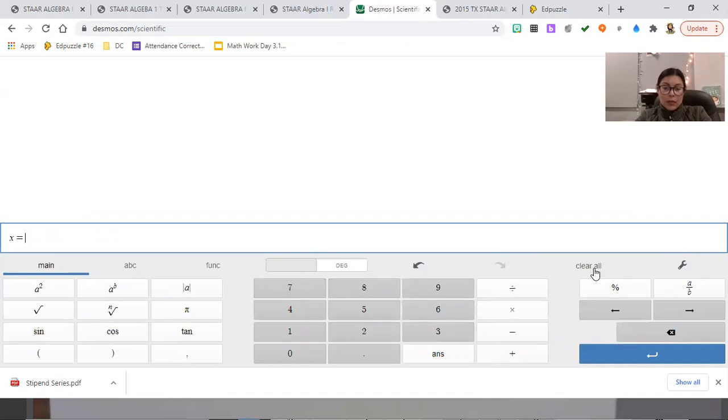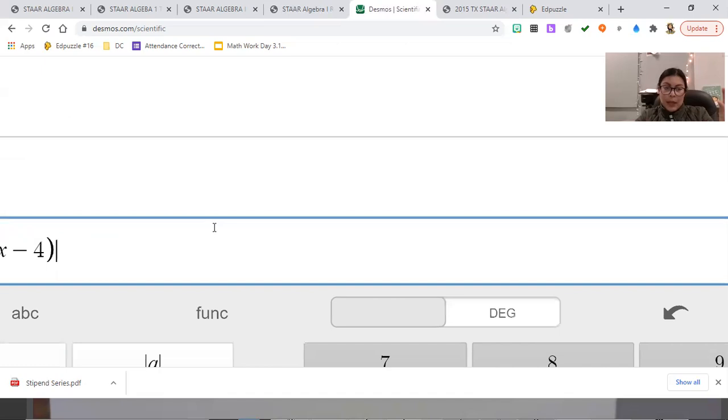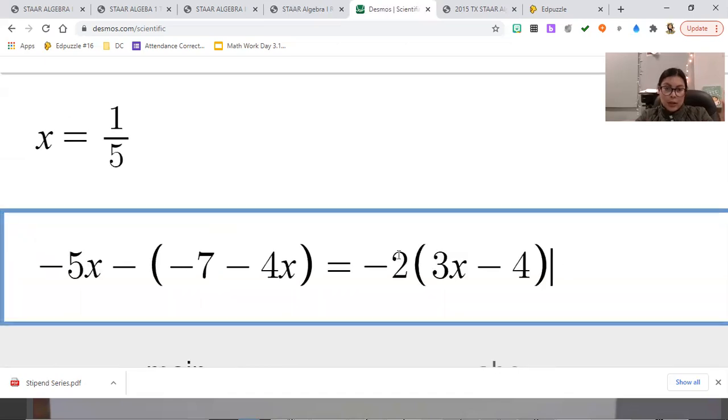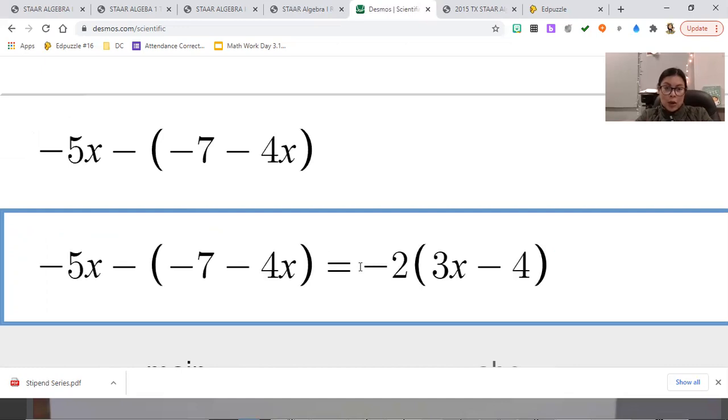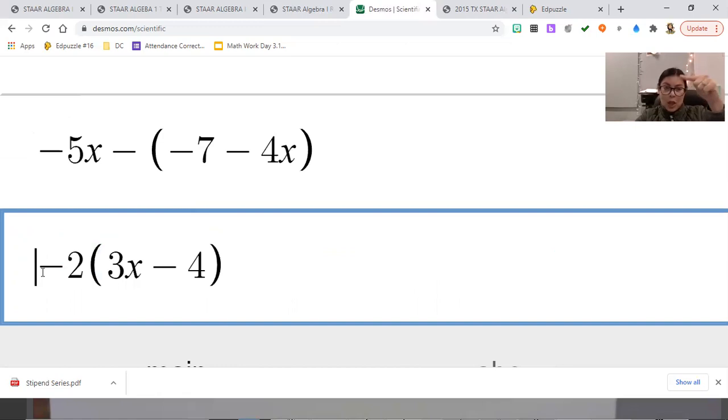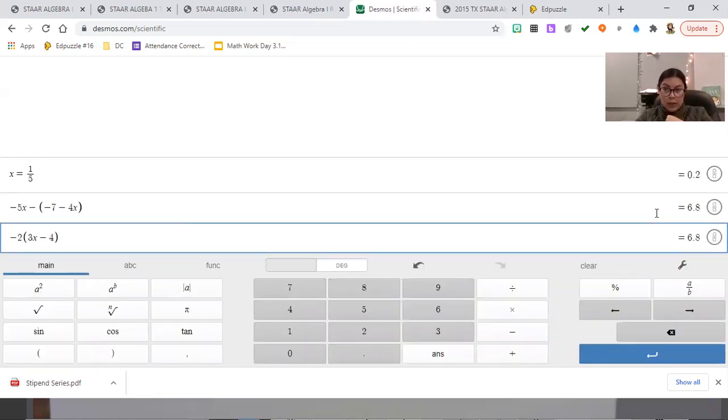Let's try the last one. Okay, so there's my equation. And I'm taking out the second part. Okay, I'm putting it here because these two parts, this part is what I already typed. So these two parts are supposed to be equal. And they are. That's your correct answer.